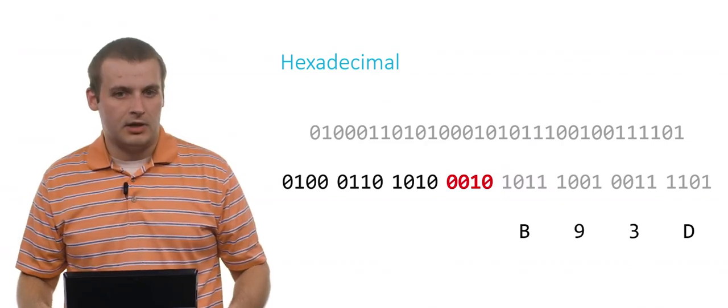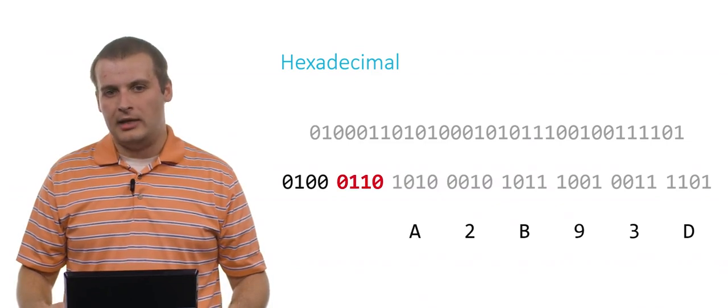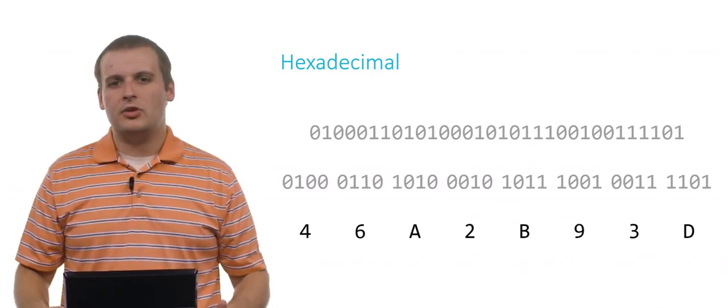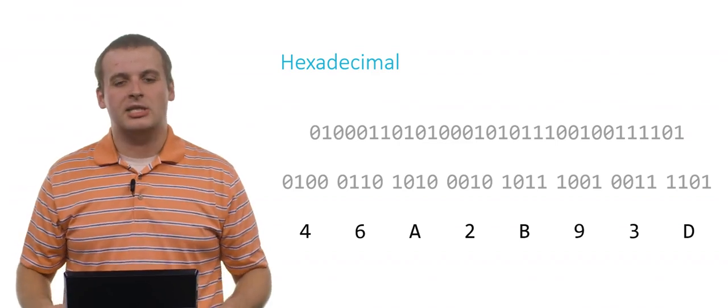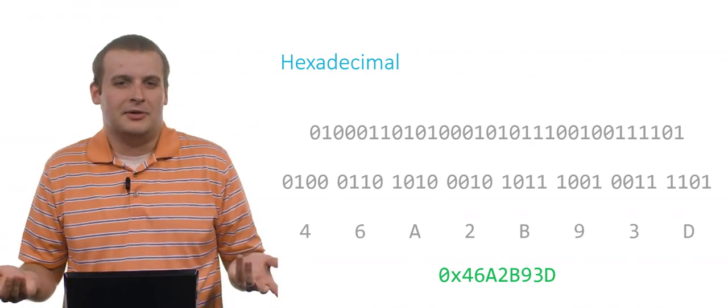We have here 9, and then 11, but that's B, recall. 2, 10, or A, 6, and 4. And so that very large string of zeros and ones at the top is more concisely expressed in hexadecimal as 0x46A2B93D. Well, okay, we've learned a new cool skill.